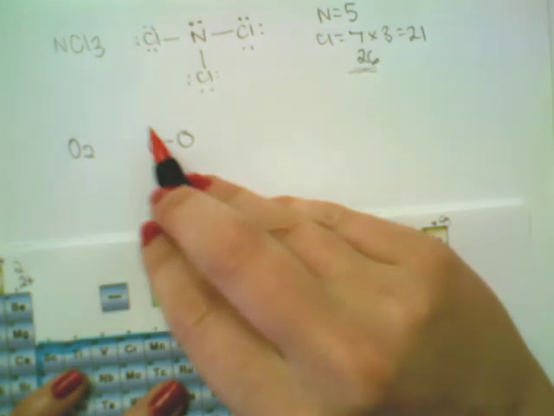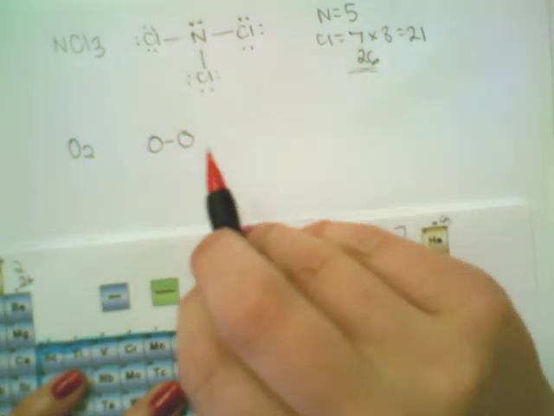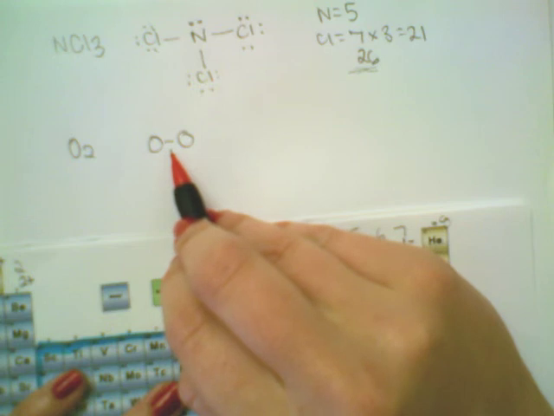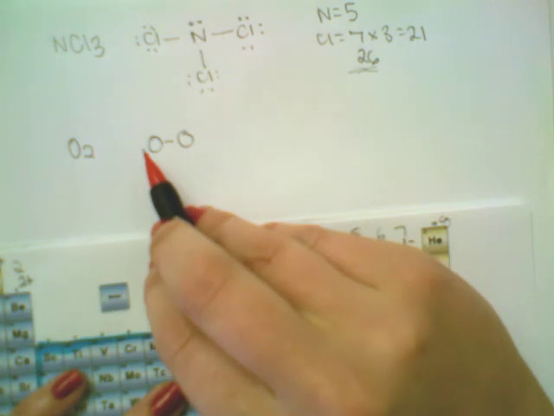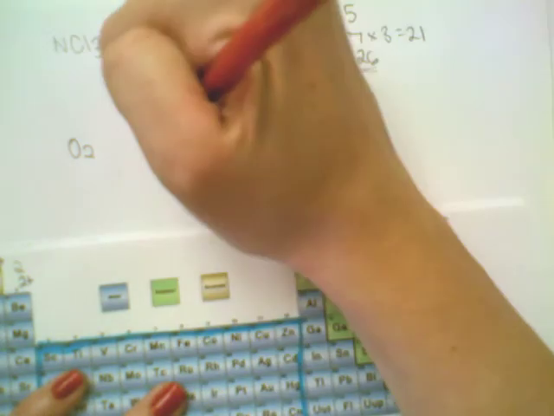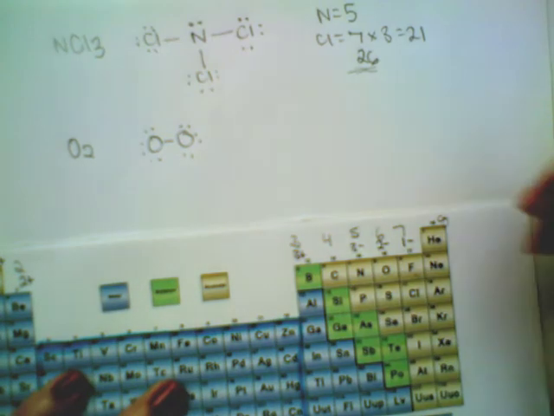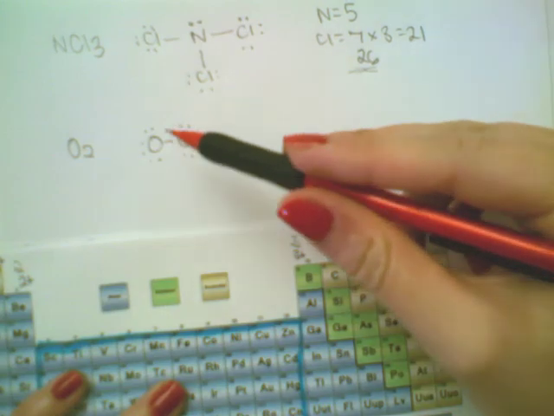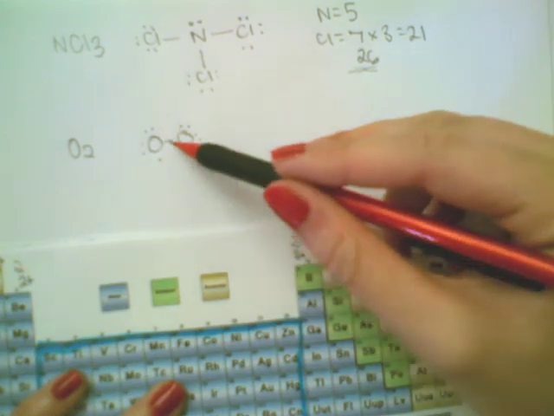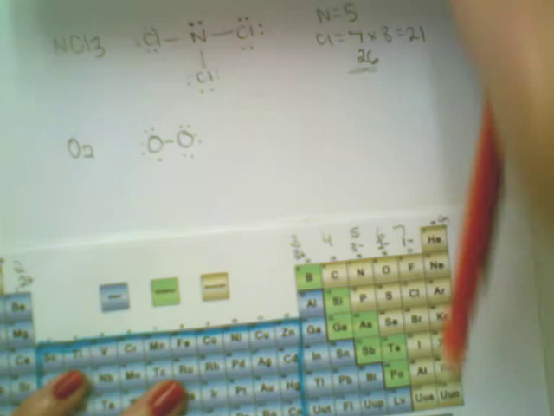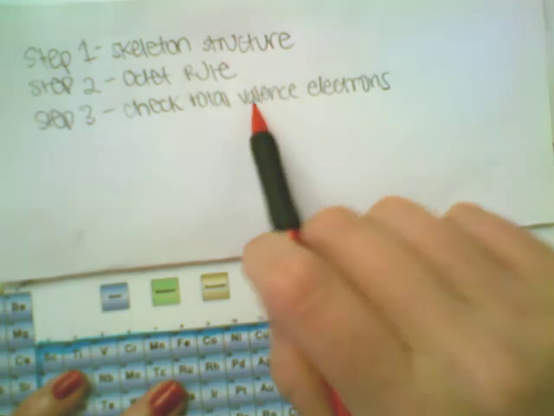So right now I only have 2 electrons around each oxygen. And remember that this bond right here, that is how oxygen is sharing electrons. So those 2 electrons belong to this oxygen, and they also belong to this oxygen. Okay, so now we have 2, 4, 6, 8, 2, 4, 6, 8. The next step is to check total valence electrons.